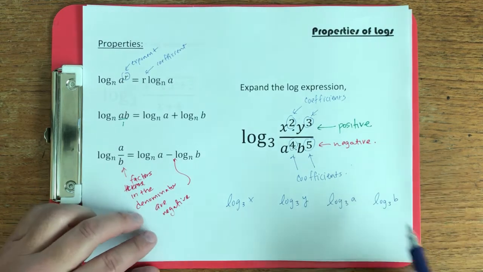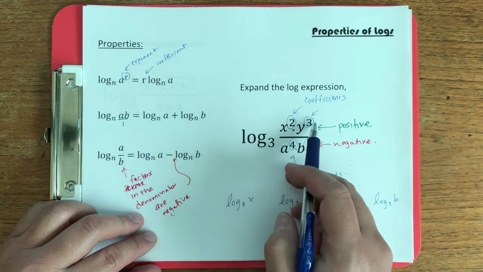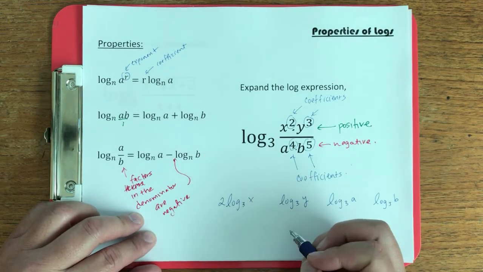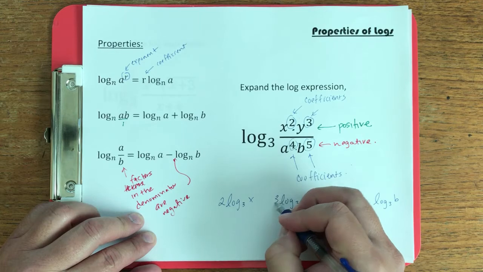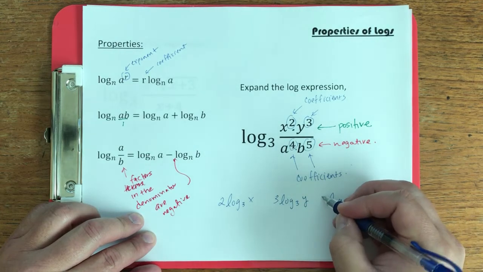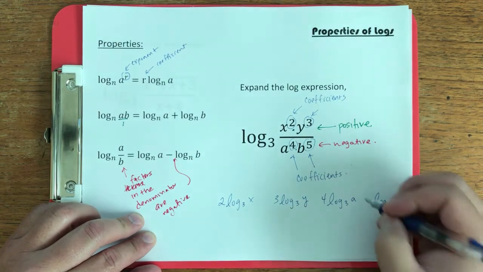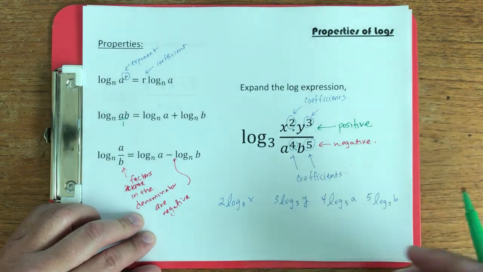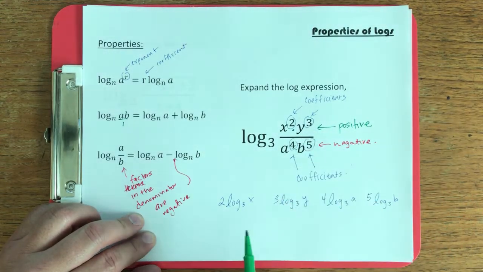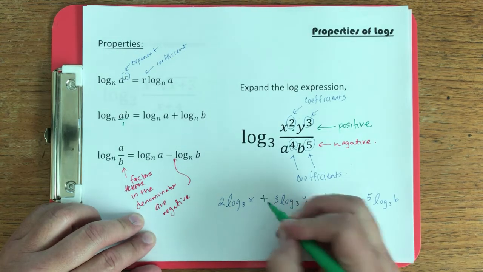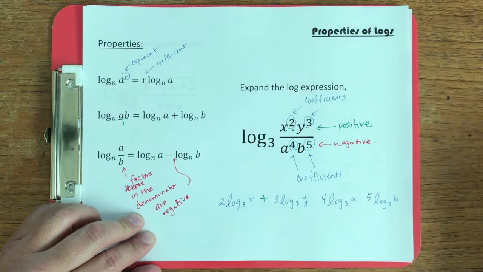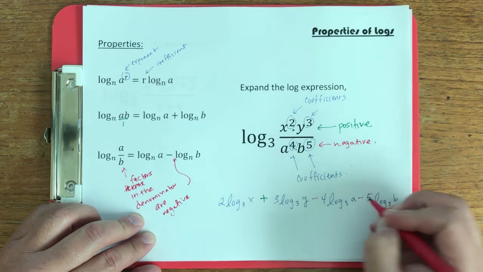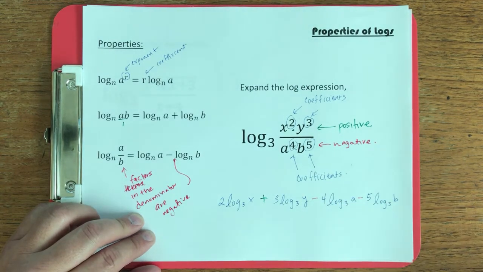Okay, now remember that the exponents will become the coefficients. So the x will get a 2, the y will get a 3, the a will get a 4, and the b will get a 5. Now, anything that's in the numerator will be positive. Anything that's in the denominator will be negative. And now our problem's finished.